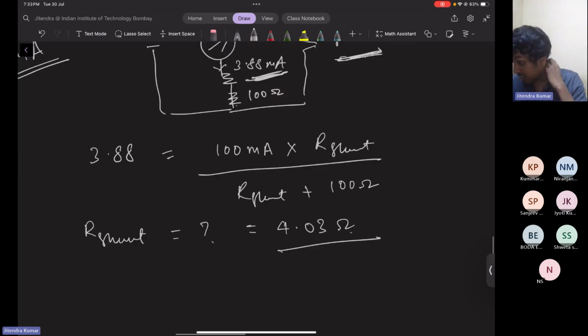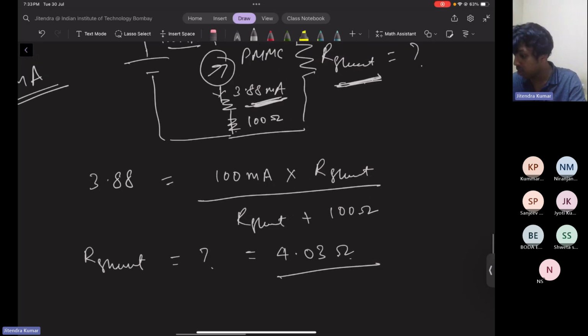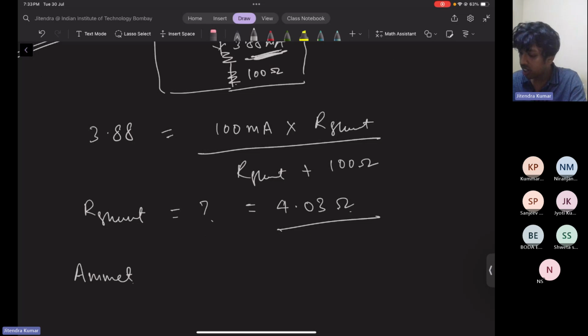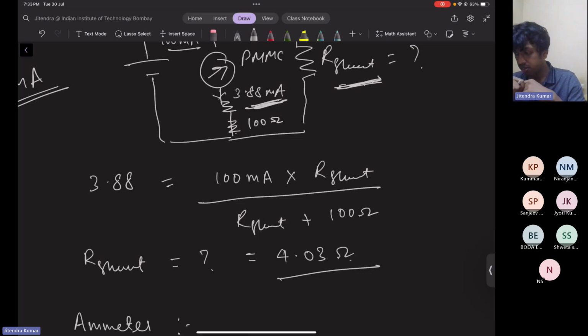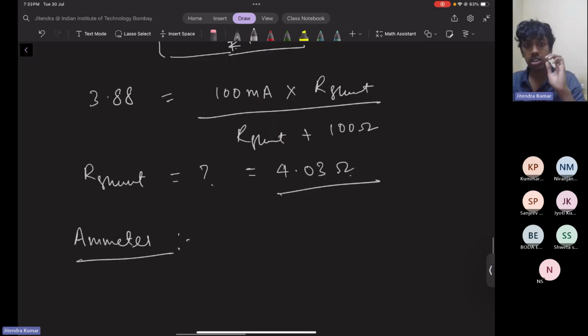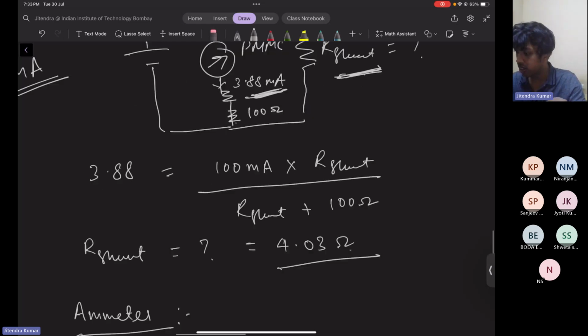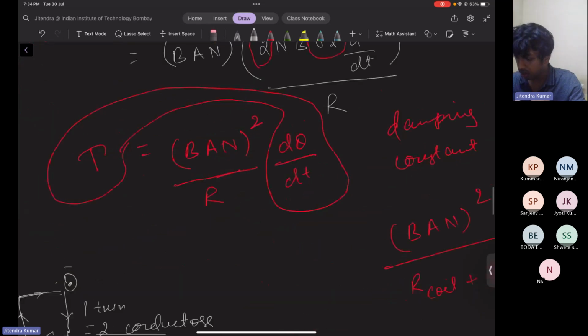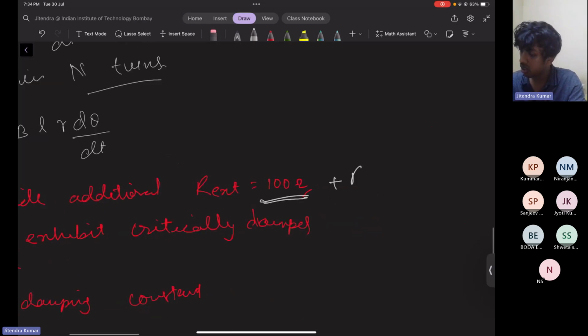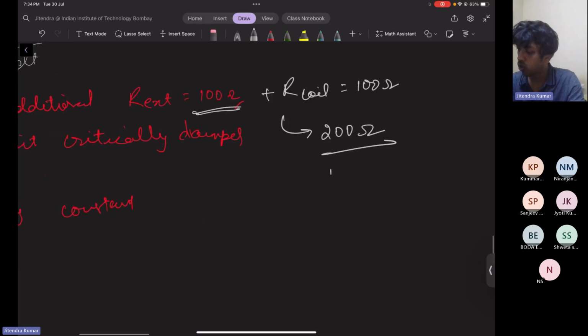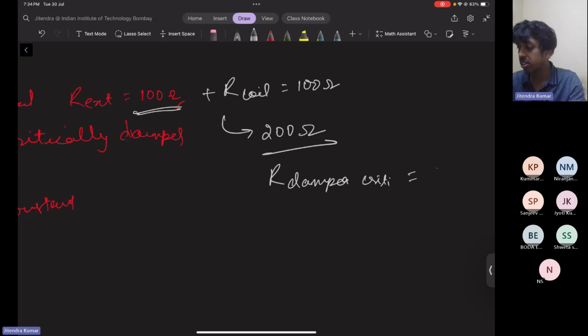The most important question is about the ammeter we have just calculated. What type of damping does this ammeter possess? Critically damped, over damped, or under damped? For critical damping, in the last question it was provided that a total of 200 ohm of resistance, 100 ohm external along with the 100 ohm coil resistance, was required. So the critical damping resistance was 200 ohm.